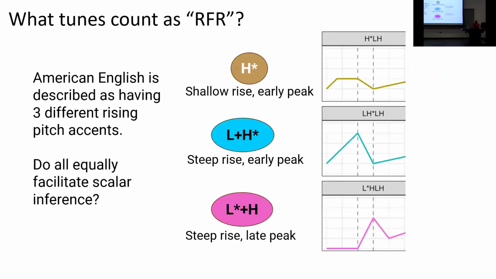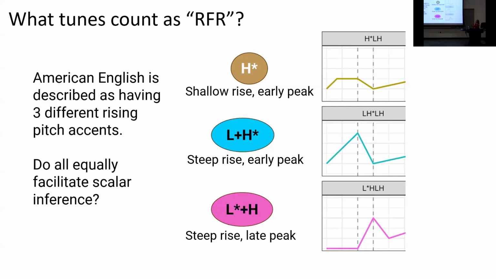The question that we're asking is, what tunes count as rise, fall, rise? And is it the case that the disagreements in the literature on the meaning of rise, fall, rise might come about because they're actually talking about different tunes? Maybe there's 3 different rise, fall, rises, and they have different meaning functions. This was our question. Now, American English has 3 different rising pitch accents, each of which could be involved in a rise, fall, rise contour.